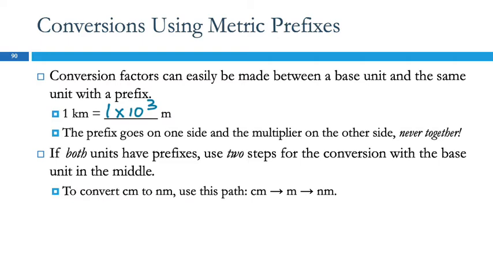Now, what if you have a conversion where both of the units have prefixes? There's an example of that in the worksheet. Like this one, we're converting from centimeters to nanometers. Well, you could figure out the relationship between centimeters and nanometers, but in my mind, that involves too much thinking. It's easy to mess up. So I would look at this and say, oh, I have 2 prefixes. I'm going to do that in 2 fast steps: centimeters to meters and meters to nanometers.